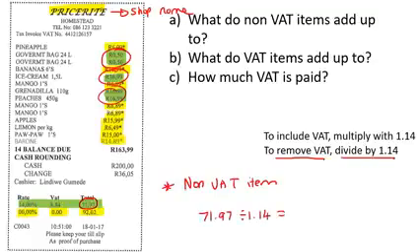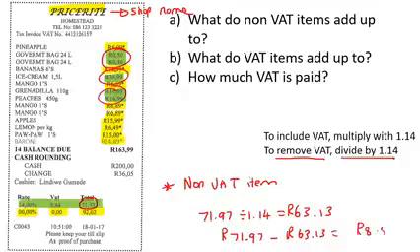I'm using 0.14 and not 0.15 because we're using 14% on this till slip. And so that's going to give you 63 Rand and 13 cents. So how much VAT was added on those items? Well, you could say 71.97 minus 63.13, and that'll give you 8.84. And that is where they're telling us how much VAT was added.